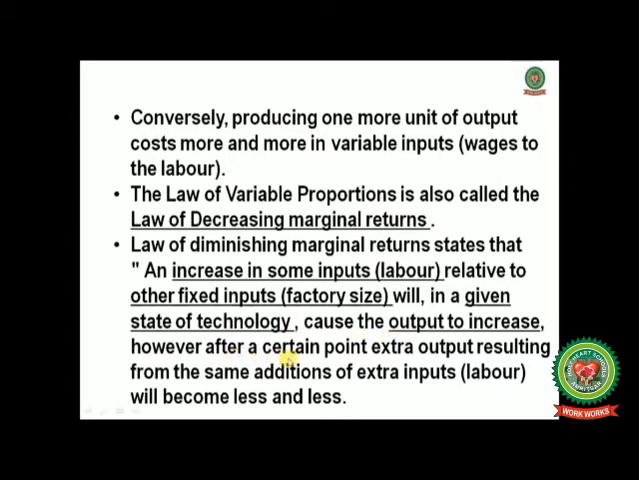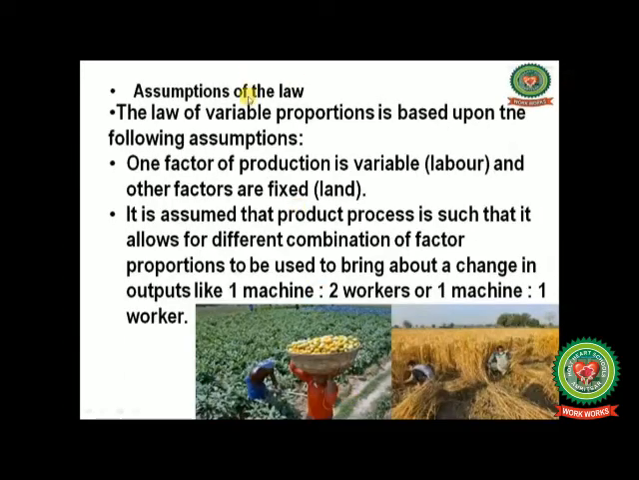However, after a certain point, extra output resulting from the same additions of extra inputs, that is labor, will become less and less. Now we will discuss the assumptions of the law. The law of variable proportions is based on the following assumptions. First, one factor of production is variable, that is labor, which we have taken as a variable factor in our discussion, and the other factors are fixed.